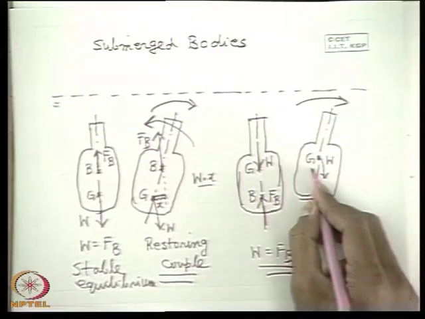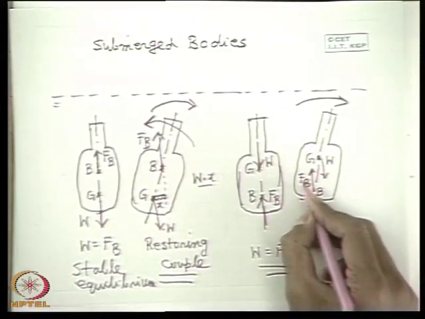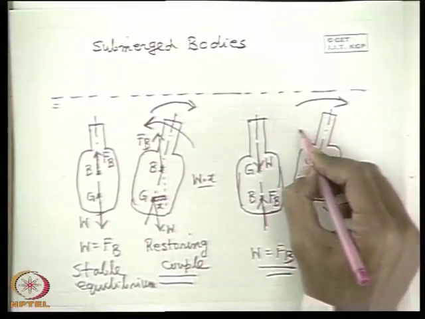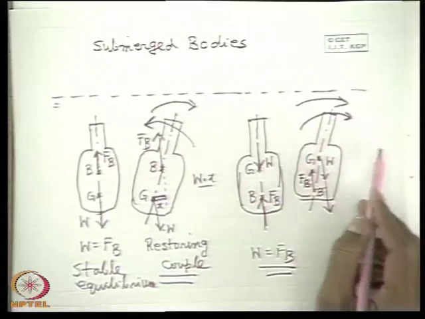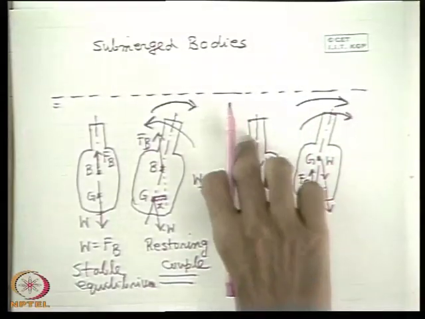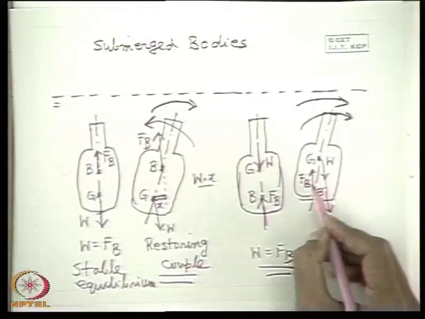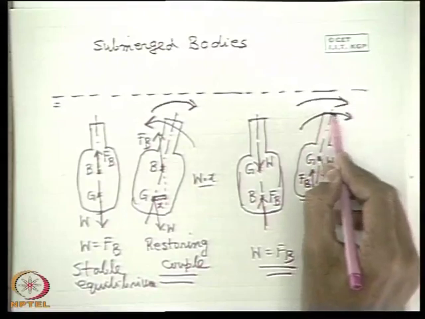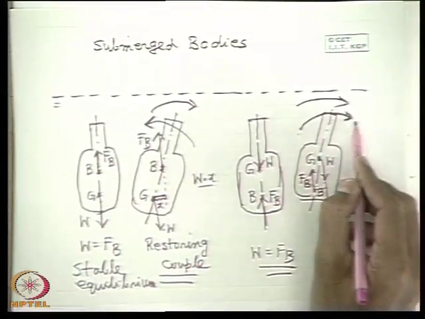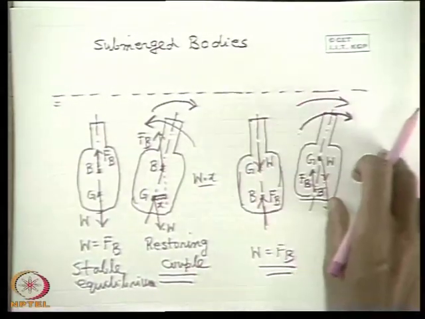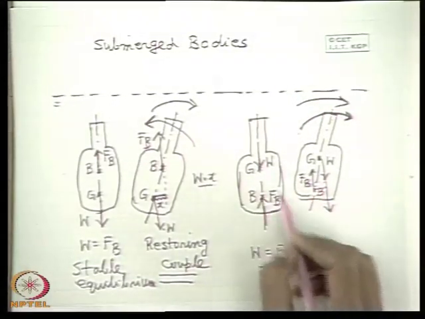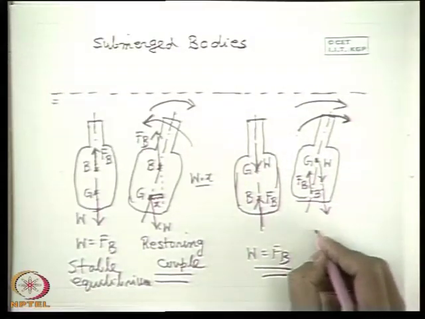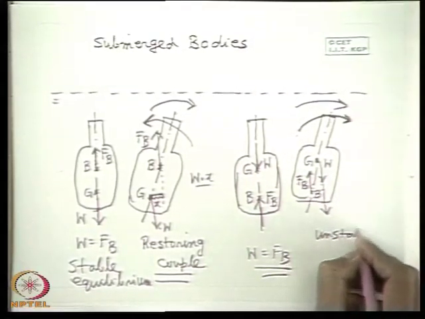Here again, in this condition, the center of gravity and also the center of buoyancy remain the same. Now, you see these two forces, W and FB, create a moment which is in the same direction as the angular tilt. When you give a tilt, the collinearity of FB and W is destroyed, and they create a couple in the same direction and help the body to tilt further. So the body departs further and further from its original position, and equilibrium is never attained. This case is known as unstable equilibrium.